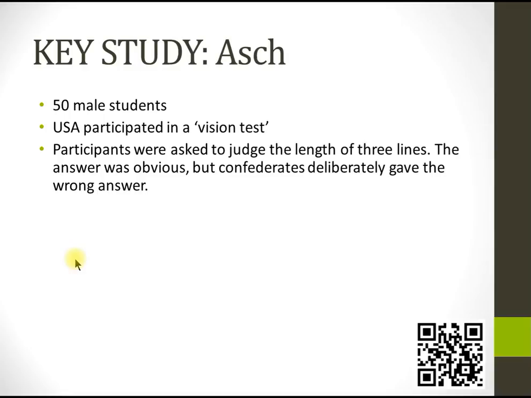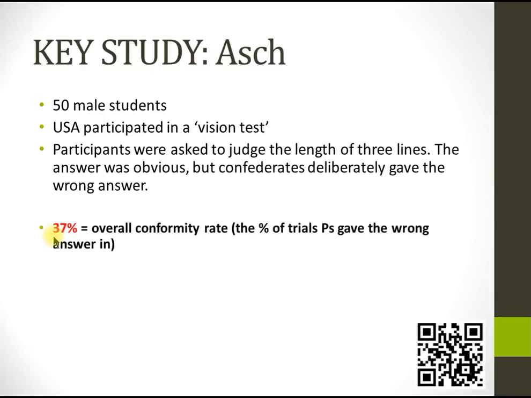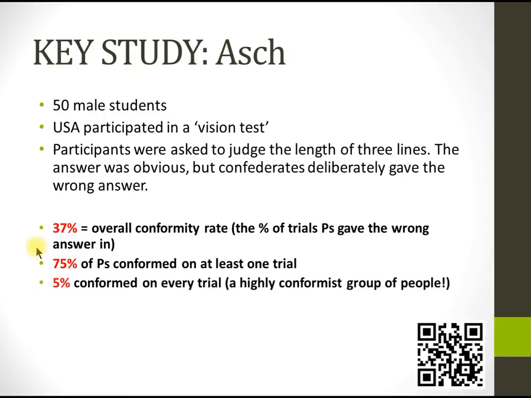They were asked to judge the length of 3 lines. The answer was obvious, but Confederates deliberately gave the wrong answer. They showed an overall 37% conformity rate. They found 75% of participants conformed on at least one trial, 5% conformed on every trial, and 25% never conformed. There is a link here that will take you to a video of this experiment.